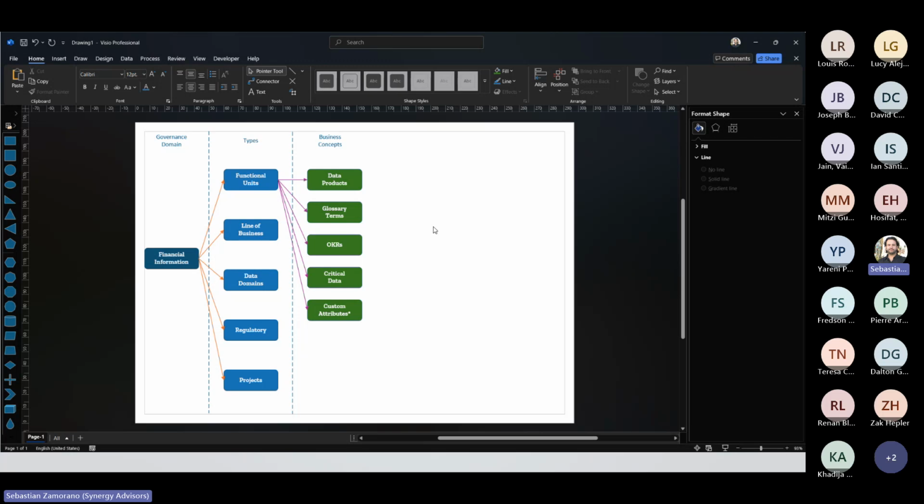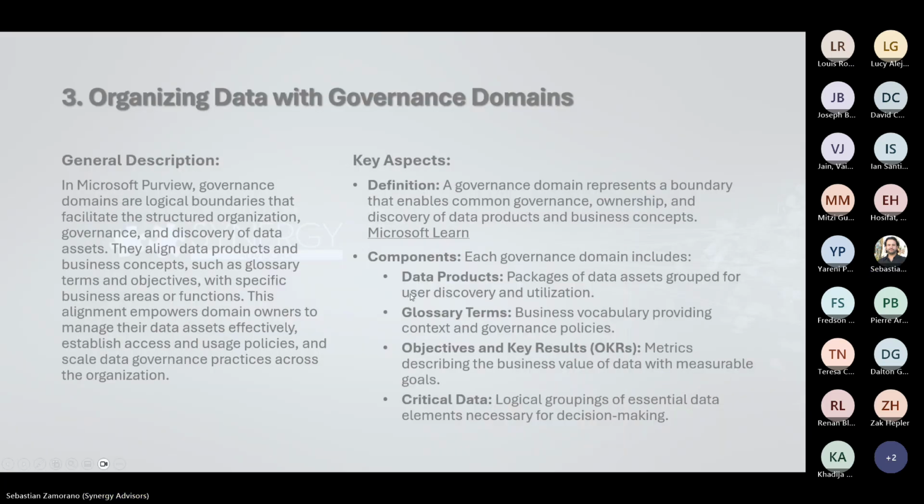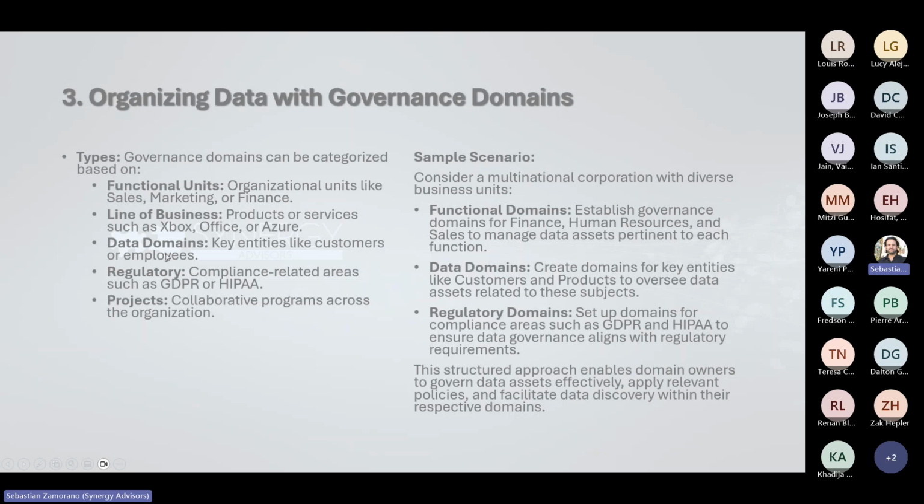We are trying to understand the different data that are part of our structured data, from our databases, from our line of business, from the regulatory part that we need to achieve. In that order of ideas, we will need to define the types for each governance domain: if this one is a functional unit, a line of business, data domain, regulatory, project.